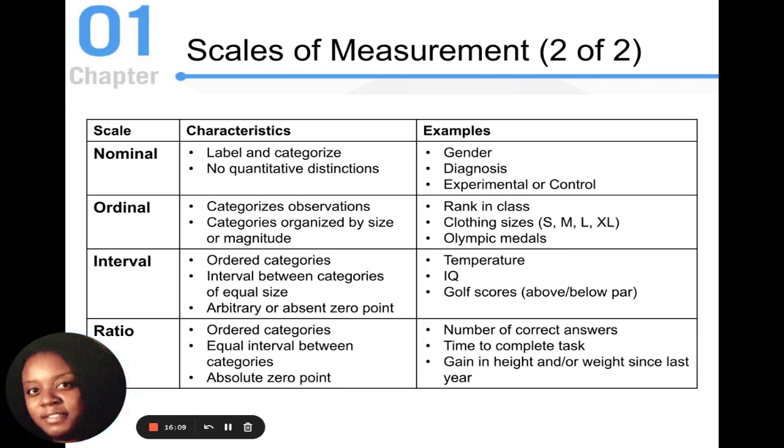Like what is the number of correct answers given? What was the time used to complete a task? How much did the person gain in height or weight since last year?